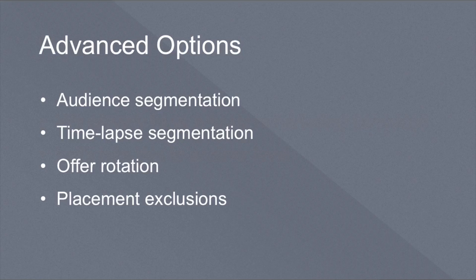Now, one of the first things that we can do is use segmentation. So what do we mean by that? We mean showing different ads or having different behaviors for people who've seen different parts of our website, or for people who have come more recently than others. We're going to look at some offer rotation. I'm going to talk about some placement exclusions. So these options here are going to give us real power over our campaign and really make it useful.